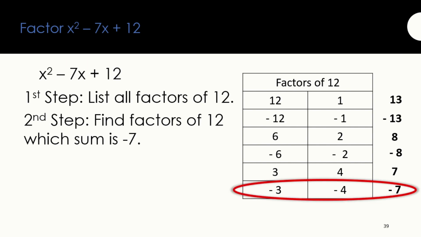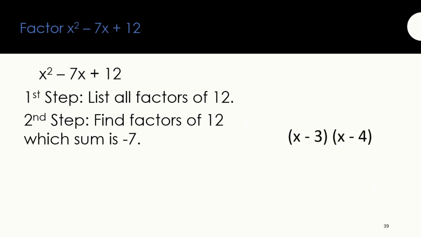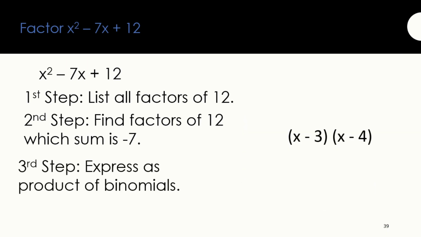So, we have here negative 3 and negative 4. So, our third step will be express as product of binomials. So, negative 3 and negative 4, kaya x minus 3 and x minus 4. And again, yung x, kinuha natin siya as factors of x squared.